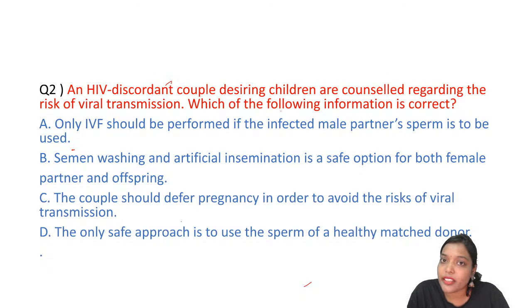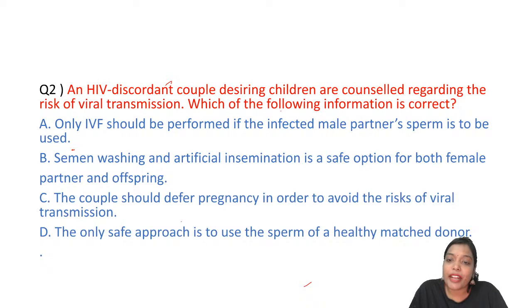So here he is mainly considering that the wife is negative and the husband is positive for HIV. In this discordant couple, what can you do to prevent the transmission to the wife as well as to the offspring? I see some of you answering B, some of you answering D. Majority of you are answering D actually. The correct answer here is B.